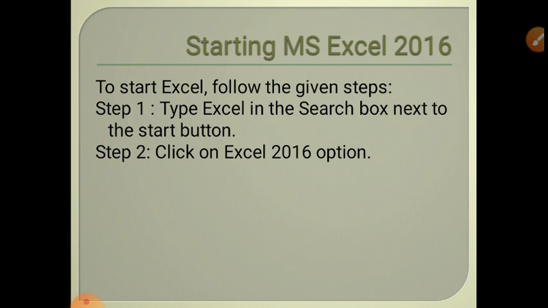Now we know how to start MS Excel. If you have a PC, turn it on and beside the start button there is a search box. In that search box, you type Excel 2016 and it will open. Or you can click on Start, then All Programs, then Microsoft Office, where many options are available. Click Microsoft Excel, and it will start in front of you.